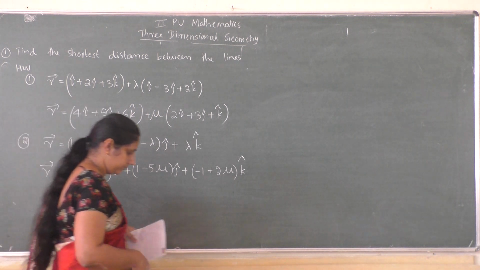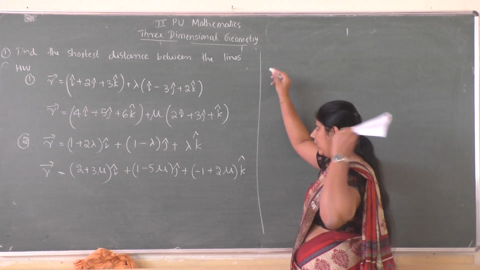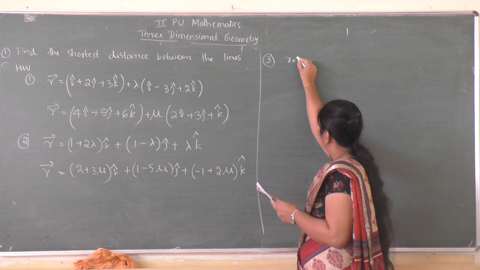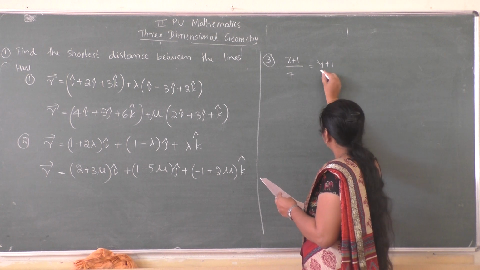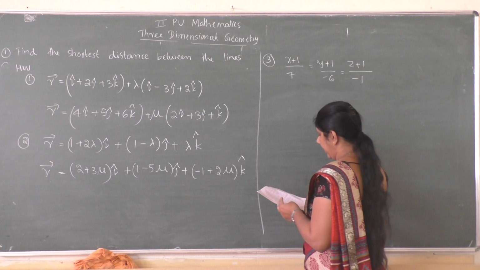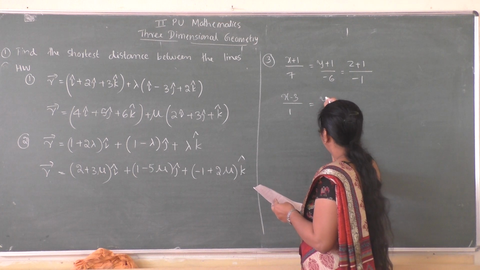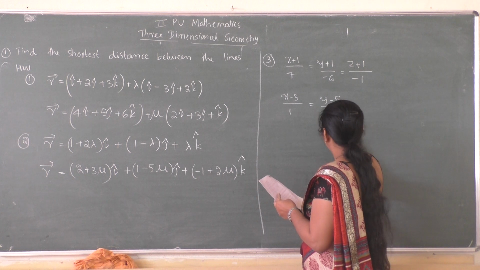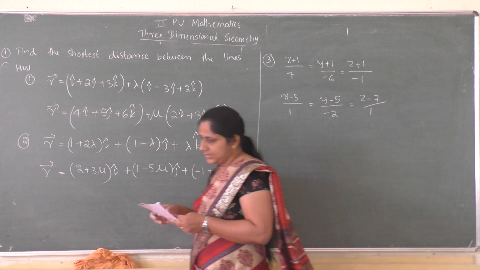Next question. Same, you have to find the shortest distance. The equation is x plus 1 by 7 equal to y plus 1 by minus 6 equal to z plus 1 by minus 1, and the second line x minus 3 by 1 equal to y minus 5 by minus 2 equal to z minus 7 by 1.